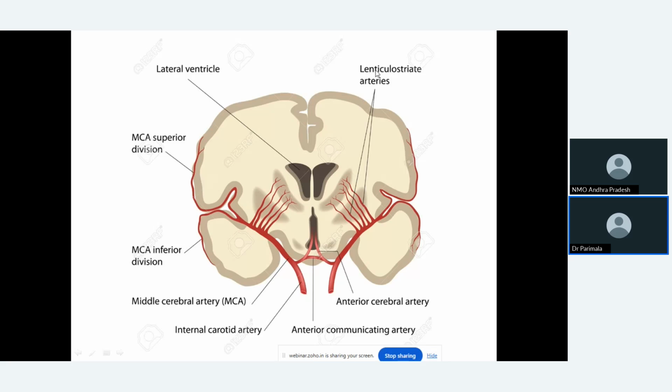Here a word you are able to see, lenticulostriate. If you remember, the basal nuclei are given another name called striatum, corpus striatum. Lentiform nucleus is there here. So the corpus striatum and the lentiform nucleus, these are basal nuclei, are supplied by these lenticulostriate arteries.